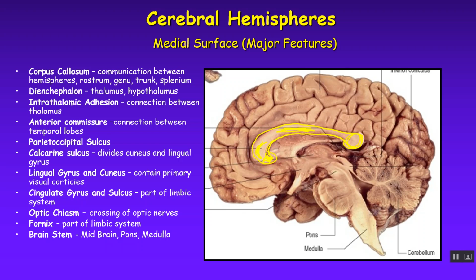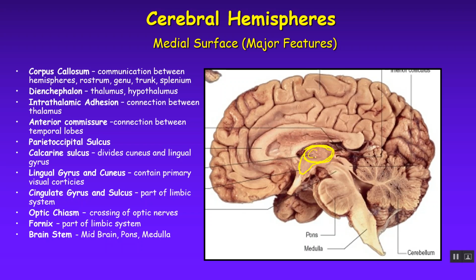Let's highlight the diencephalon now. The diencephalon is this whole region right here. But we can further subdivide it: this region right here is more of the thalamus. And then below is the hypothalamus.